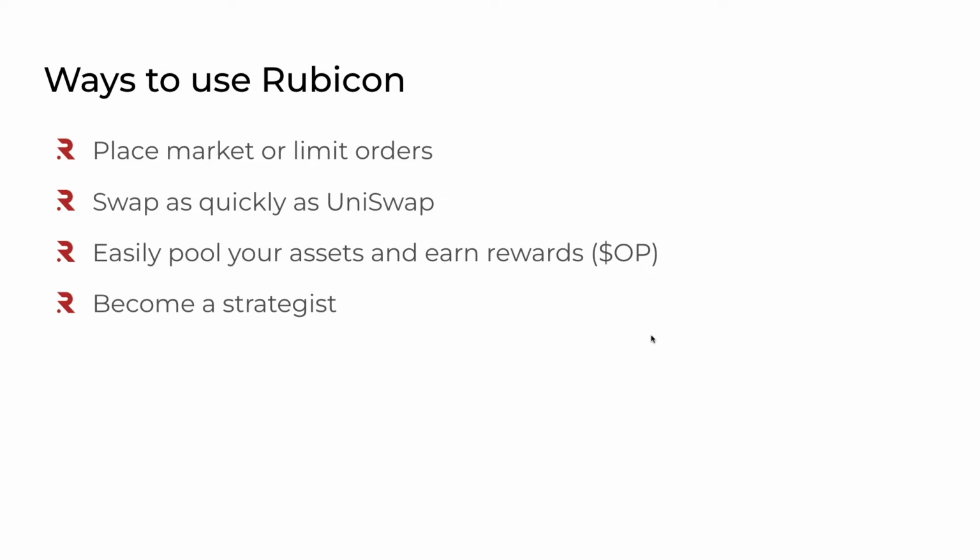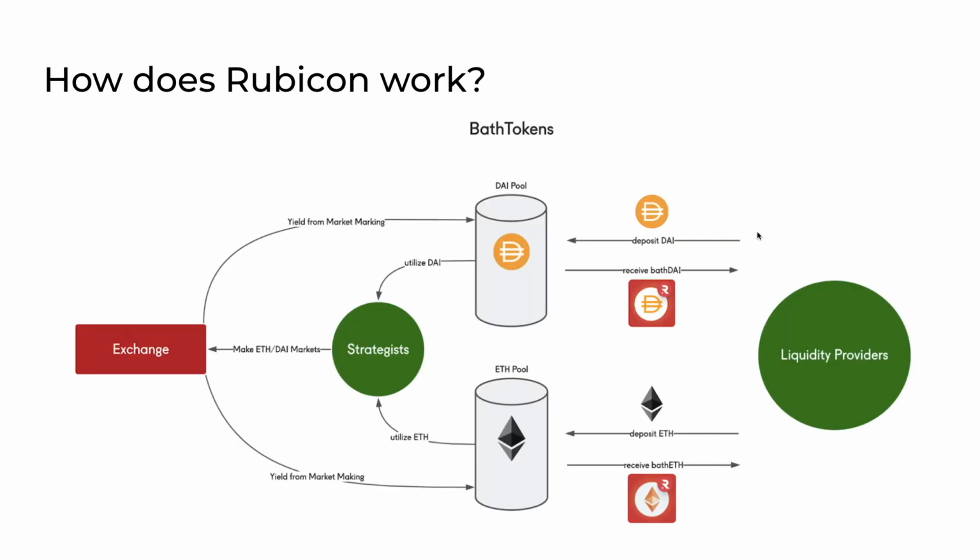And finally, you can become a strategist. This is very involved and advanced, and I won't be covering that in this video, but just know that you can become a strategist if you'd like. So let's look at this diagram, which is also excellent and from the Rubicon docs, and break down how you would go about becoming a liquidity provider and what that's going to look like. And then after you've provided your tokens, how they're used in order to market make the exchange.